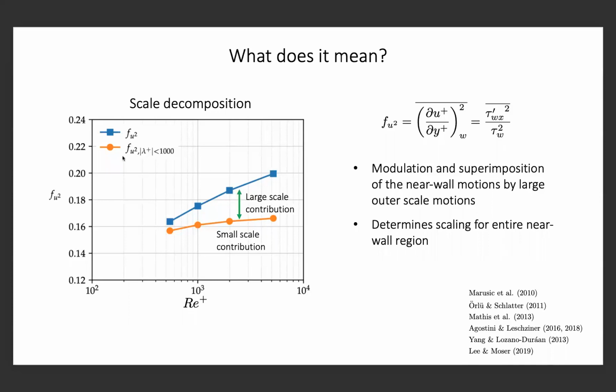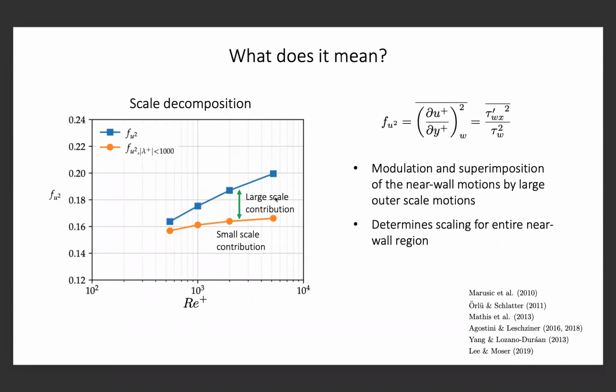And then we look at the contribution to FU squared for wavelengths less than 1,000, lambda plus less than 1,000. And we see that's the contribution to what we might call the small scales. And so the small scale contribution is more or less constant as we go up with Reynolds number. And FU squared grows because it has an increasing large scale contribution.